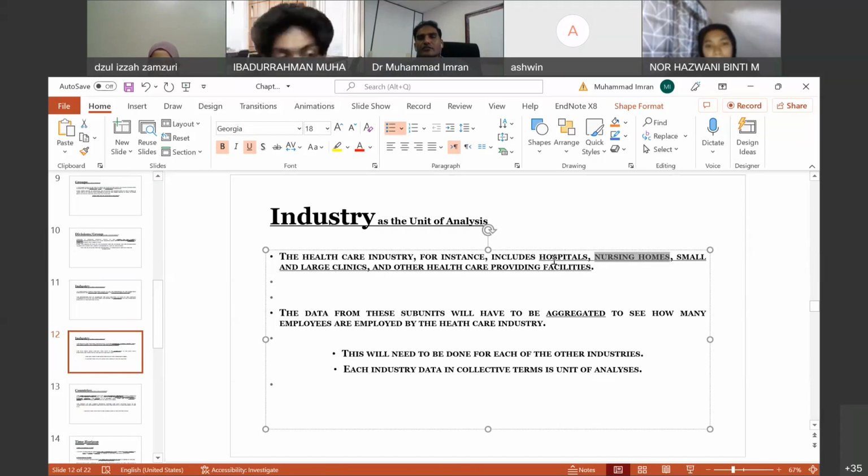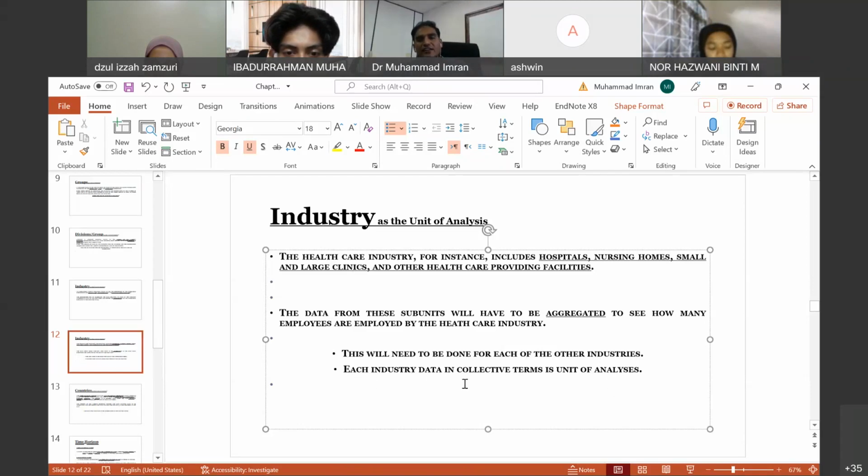It is the same industry, but divided into different portions. One portion belongs to the hospitals, another to the nursing homes, another to the small and large clinics, and another to other healthcare providing facilities as well. The data from these subunits will have to be aggregated to see how many employees are employed by the healthcare industry. This will need to be done for each of the other industries as well.